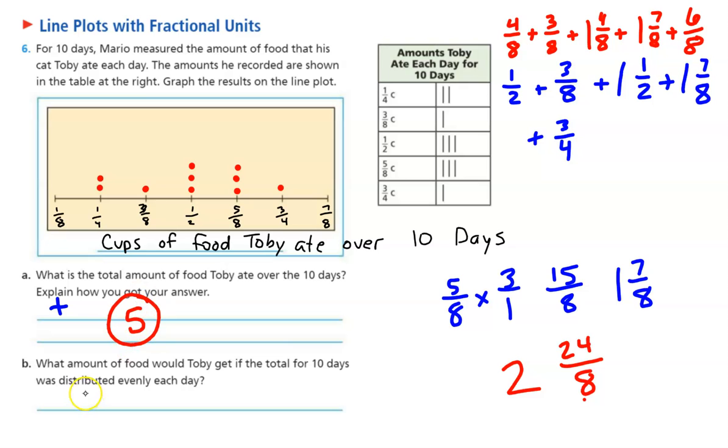Okay? And then it says, what amount of food would Toby get if the total for 10 days was distributed evenly each day? So that's basically saying if he ends up eating 5 cups of food by the end of the week, and they were to give him the same amount every day, that's basically like splitting that up among 10 days, and that means he'd get 1/2 cup every single day.